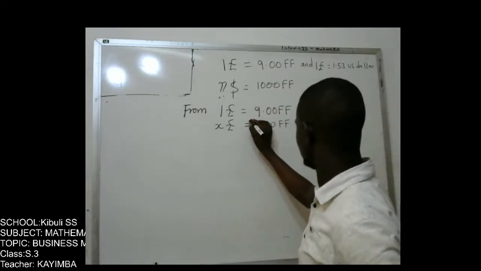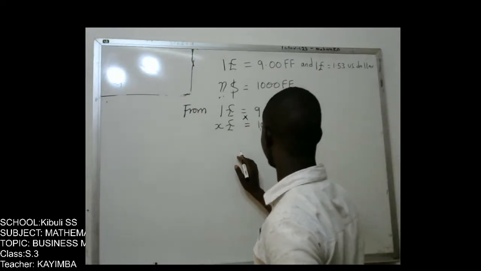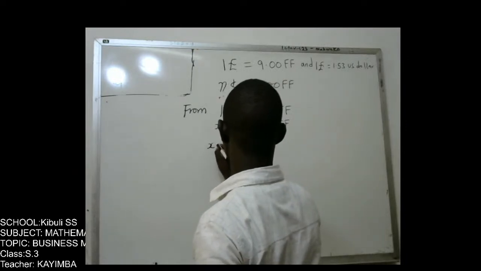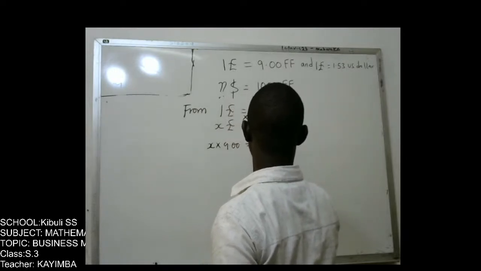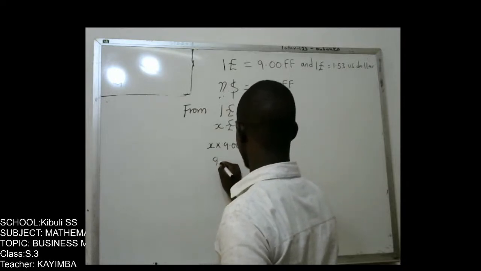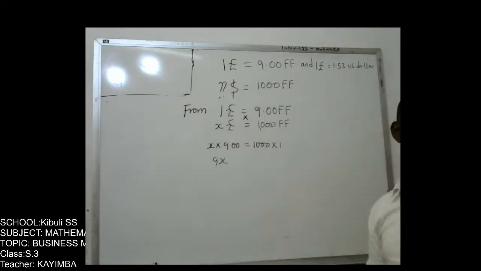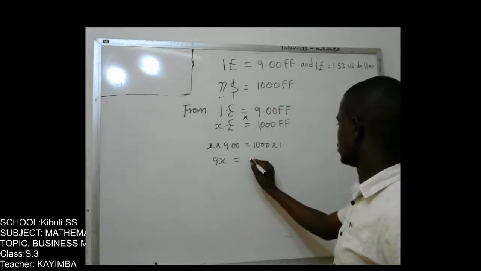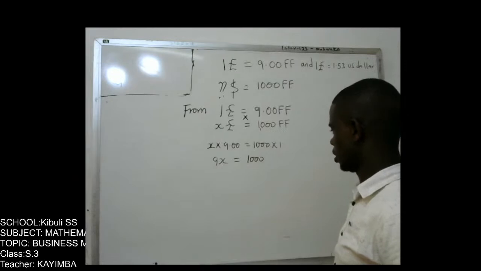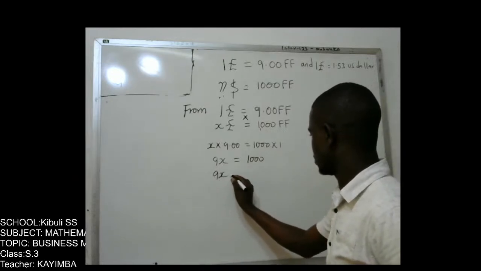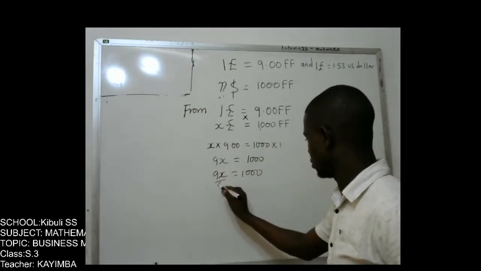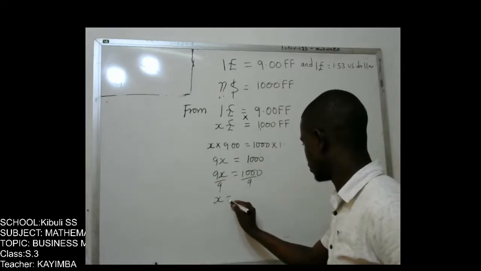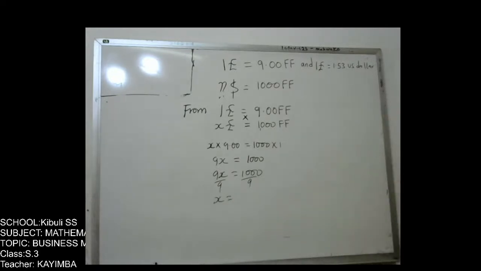So what am I going to do there? Simply cross multiply. And then I will say X times 9.00 is equivalent to 1000 times 1. So 9x, do you know 9.00 is the same as 9? Is equivalent to 1000. Okay? 9x is equivalent to 1000. What am I going to do to remain with x alone? Divide by 9, yes. So give me the answer. It's what? 111.1111. The ones are recurring.